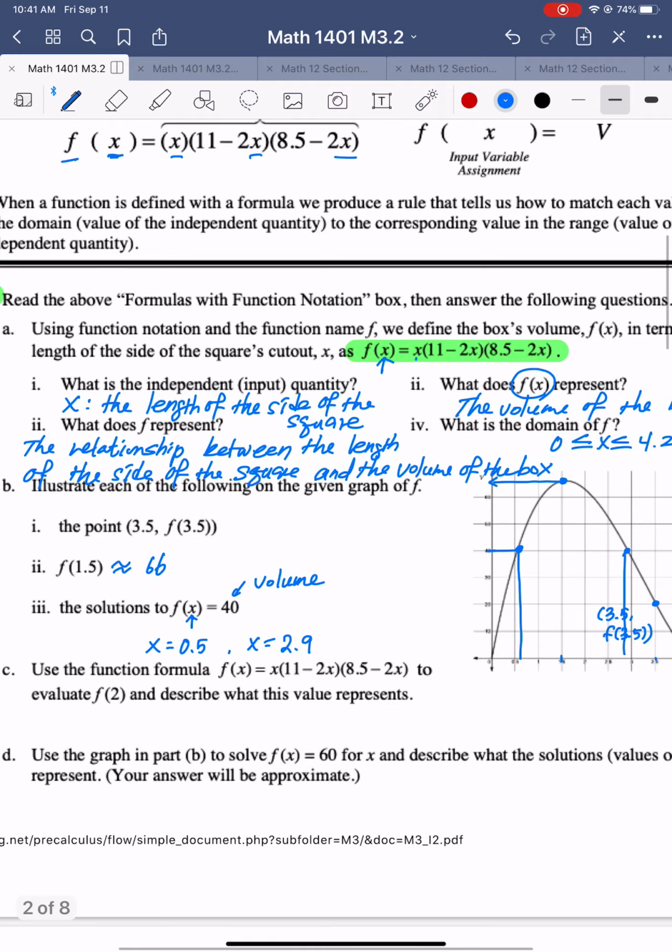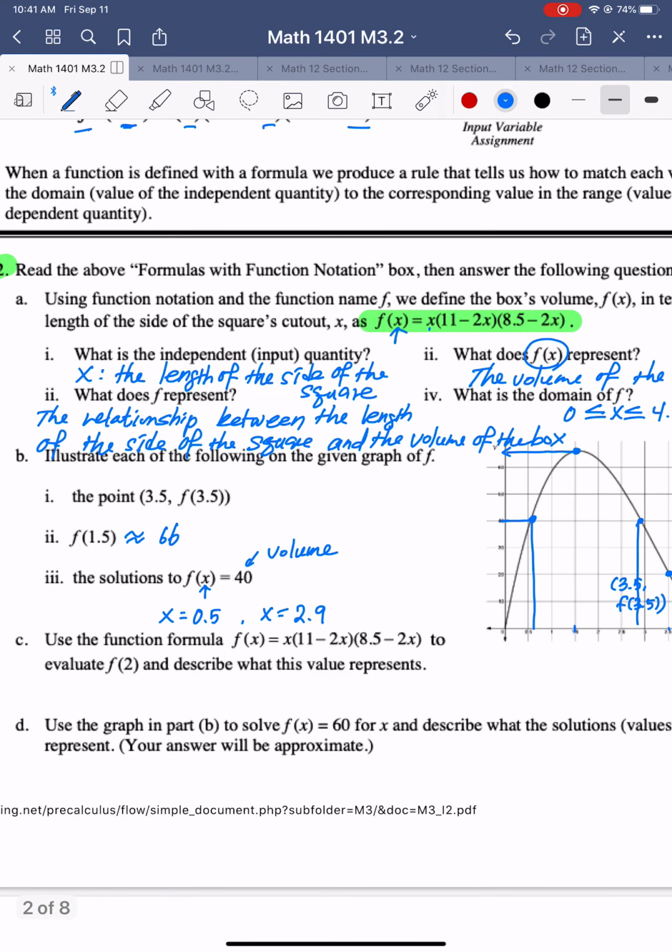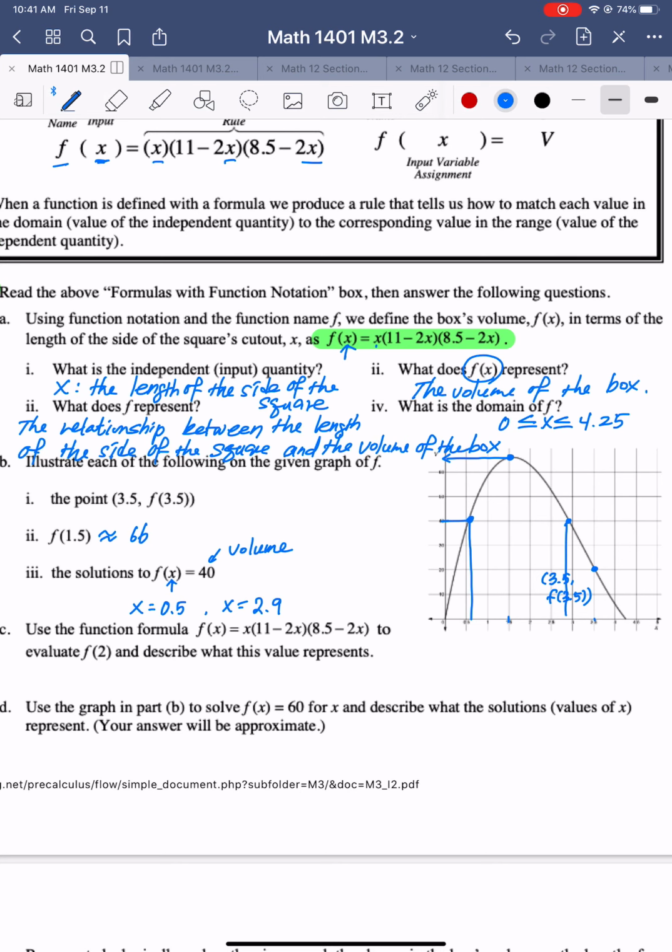Okay. All right, in part C, use the function formula f of x equals x times 11 minus 2x times 8.5 minus 2x to evaluate f of 2. Now you can just plug it in. So f of 2, now x is 2, so 2 times 11 minus 2 times 2, times 8.5 minus 2 times 2. Use a calculator, it comes out to about 63. So when you have a 2 right here, about here, this is about 63, okay?